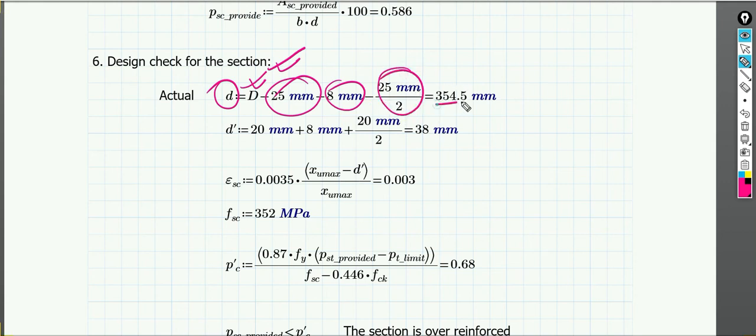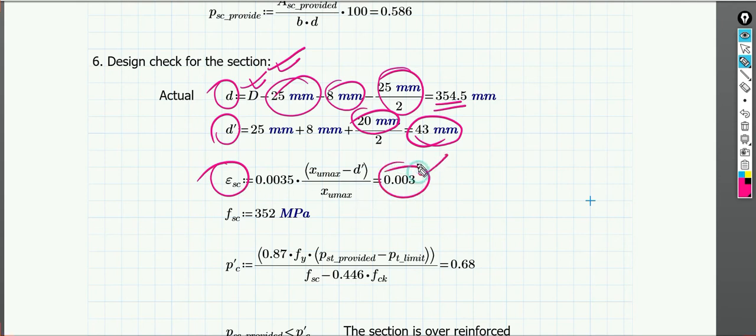Which comes out to be 354. And d dash, as at the top we have provided, sorry, here it should be 25, because we have provided a clear cover of 25 mm all along. So 25 mm clear cover plus 8 mm stirrup plus 10 mm, half of the 20 mm diameter at the top. So d dash comes out to be 43 mm. If you find out the strain, epsilon SC comes out to be 0.003. And from the table you can find out the stress in the compression steel is 352 MPa. Previously also we had the same strain.